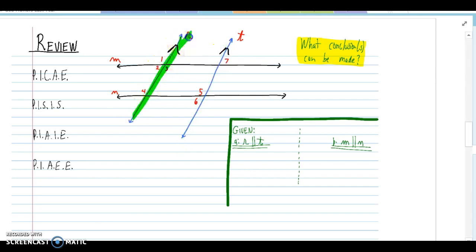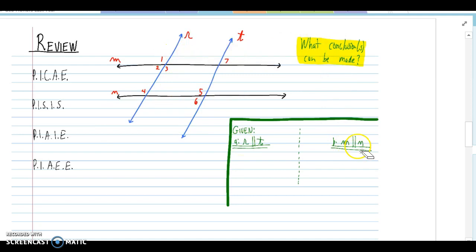Sticking with R being parallel to T, here's R, the other transversal, parallel to T. Going through this list again. Now measure of 4 equals measure of 5 because of PICAE. We don't have any same side interior angles, no alternate interior angles, no alternate exterior angles. So there's part A, given that R is parallel to T. Those were the things we could figure out.